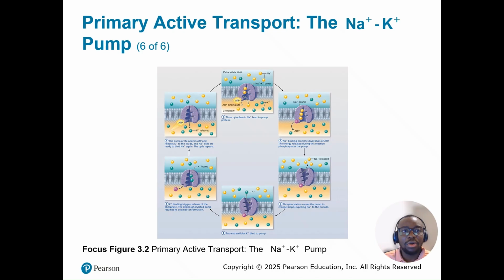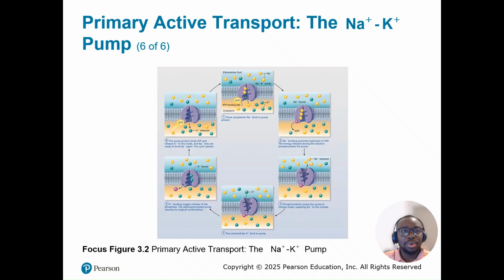In step 4, 2 extracellular potassium ions bind to the sodium-potassium pump. In step 5, the binding of the potassium ions triggers release of the phosphate. Once the pump is dephosphorylated, it resumes its original shape or conformation. In step 6, the pump protein binds ATP and releases potassium into the cytoplasm. The pump's binding sites are now ready to bind sodium ions again, so the cycle can be repeated.